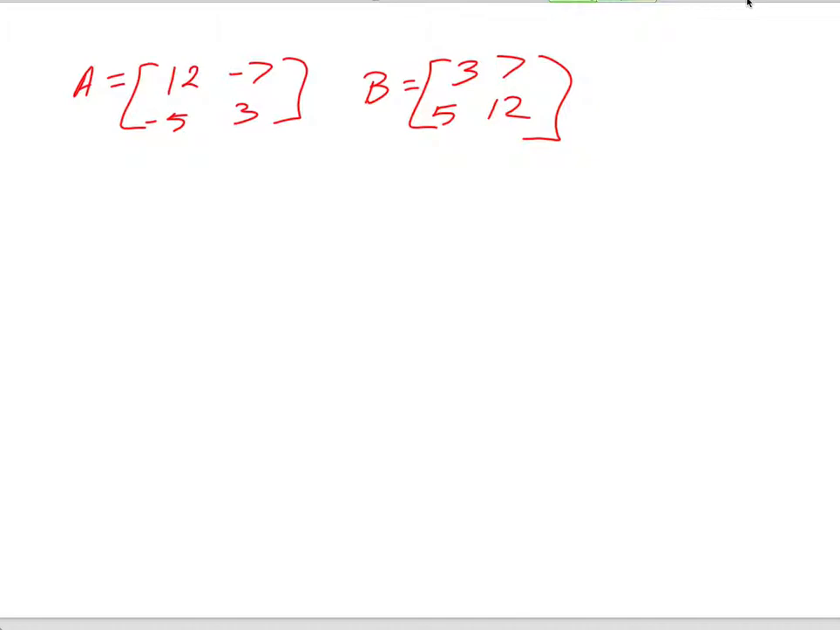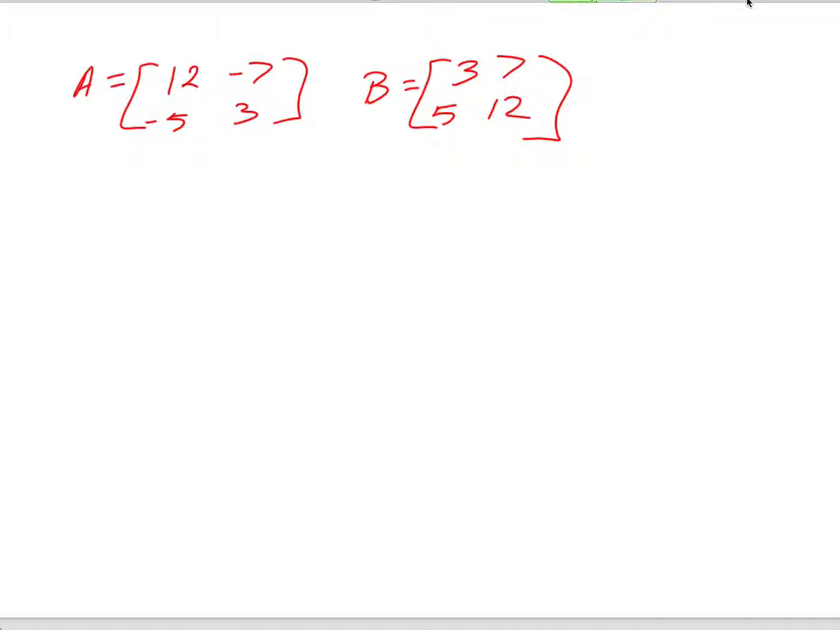Alright, so our A matrix is 12, negative 7, negative 5, 3. Our B matrix is 3, 7, 5, and 12. Alright, so I want to determine if these two things are inverses of each other. To do that, we're going to multiply them together. The result tells me whether or not they are inverses. So I can look at the result and determine it.